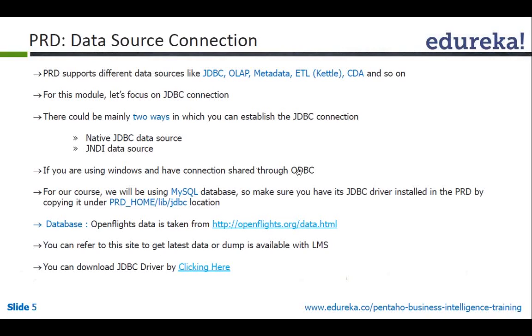In Pentaho, for KTL it is a different configuration, for PDI it is a different configuration. So for PDI we will see in the next slides. If you are using Windows, then you can have a connection shared through ODBC. So that's the third channel, basically, of how you establish a connection. Now again, this is not a widely used channel, but because Windows is a pretty popular OS as far as personal usage is concerned, the ODBC option is still there.